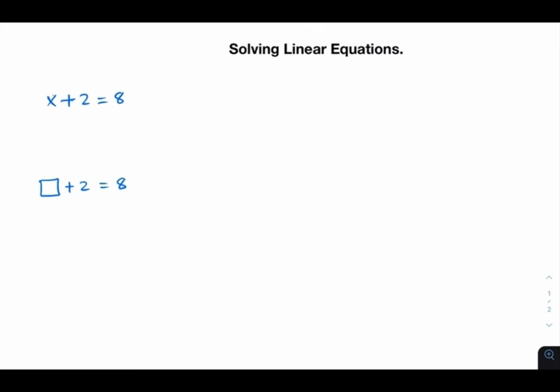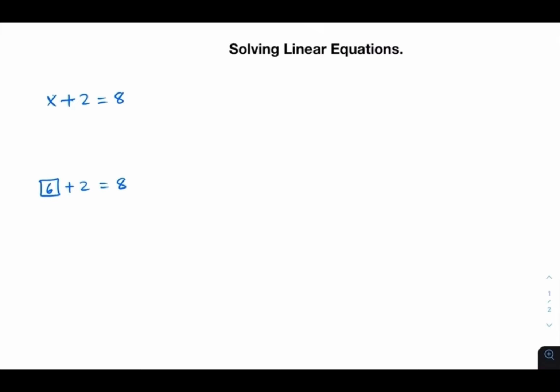So what plus 2 will give you 8? It's 6, right? That's a very simple linear equation, which you can just look at and tell what the answer is right away. However, it's very important to know the steps that can be used to actually solve for that variable to get that 6, because when we have a complicated linear equation, that's when you're going to use those steps to solve for the variable.